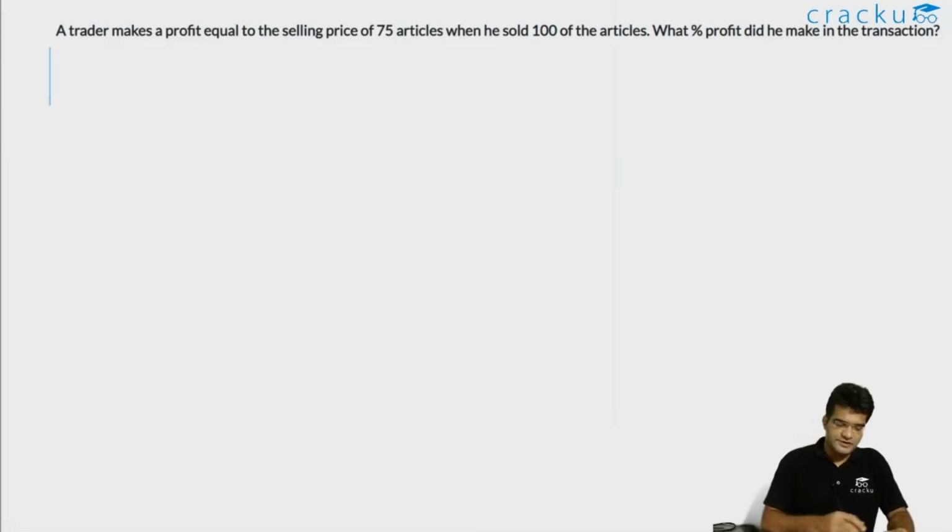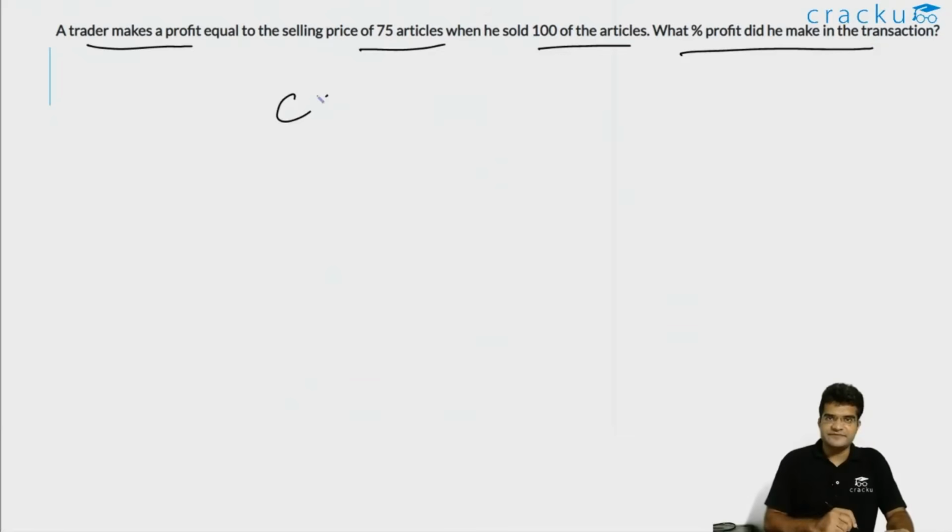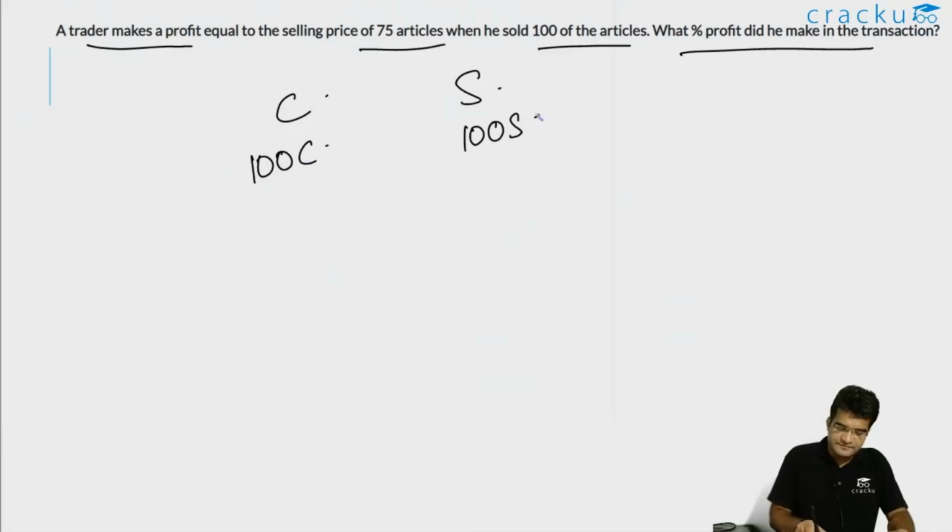In this question, we are told that a trader makes a profit which is equal to the selling price of 75 articles when he sold 100 of those articles. We are required to find out what is the profit percentage he made during this transaction. So let us assume that the cost price of the articles is C and the selling price of the articles is S. Because he sold 100 articles, the total cost price is 100C and the total selling price is 100S. Therefore, the profit that he made will be the selling price minus the cost price. Therefore, the profit is equal to 100S minus 100C.